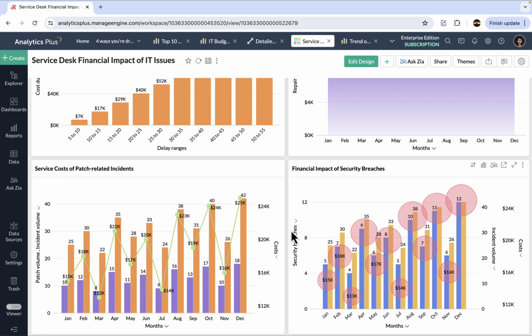Beyond business interruptions and possible data loss, hastily deployed patches also give rise to an onslaught of service desk incidents. And you can quickly uncover and mitigate the subsequent financial impact through the service costs of patch-related incidents analysis. It uncovers the service desk incidents raised due to patch deployment and computes the corresponding expenses incurred during their resolution, which helps IT managers implement measures to curb ineffective patches and ensure uninterrupted operations.